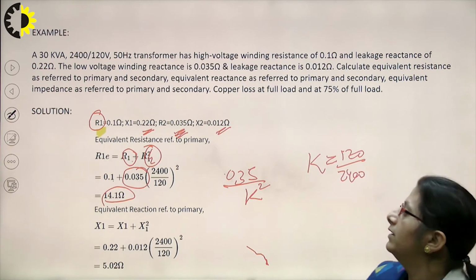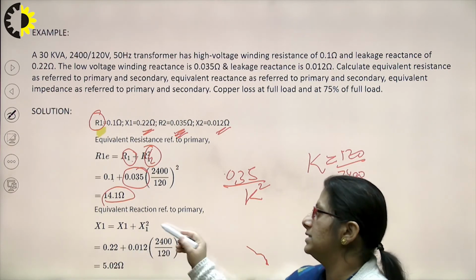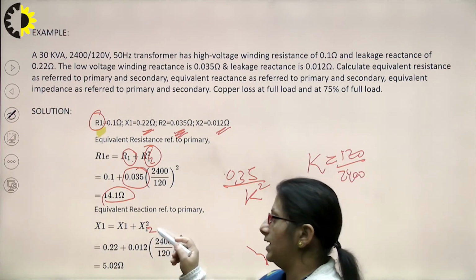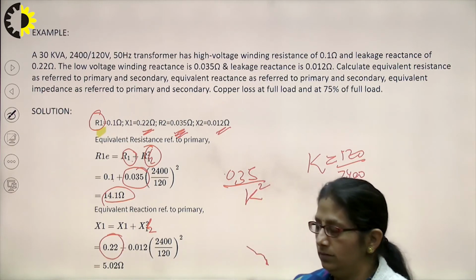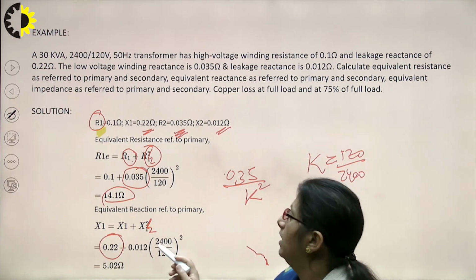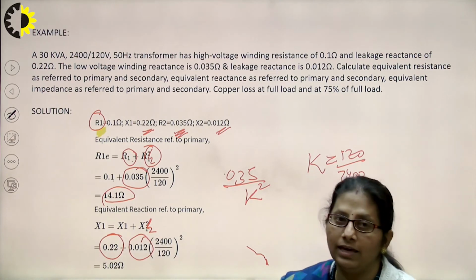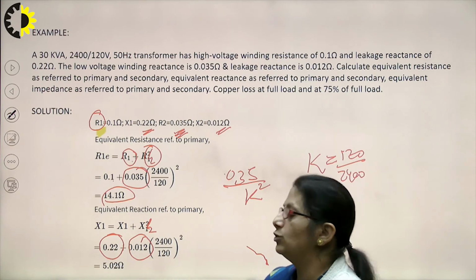Similarly, the equivalent reactance referred to the primary will be given by X1 plus X2 dash. So, X1 is already there, X2 dash is once again given by X2 by K square, right. Or if I am making an inverse of the K, in that case I will be multiplying it. So, it is 5.02 ohms.